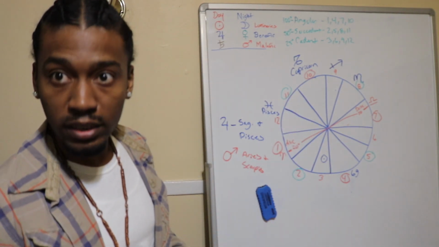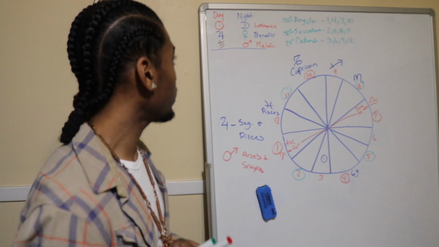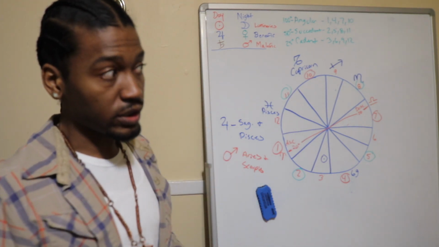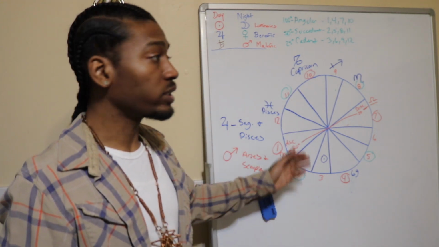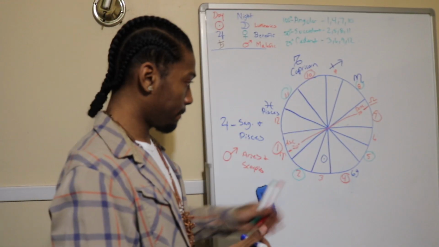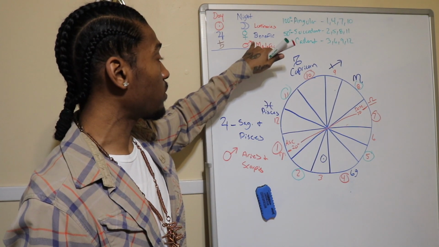So your in-sect luminary would be the moon. It's said that you would express yourself more through the moon than the sun in Hellenistic astrology if you have a nighttime chart. With that being said, we look for the planets that are on your team. You've got Venus on your team, and Mars.